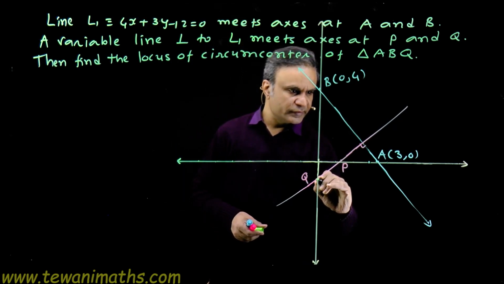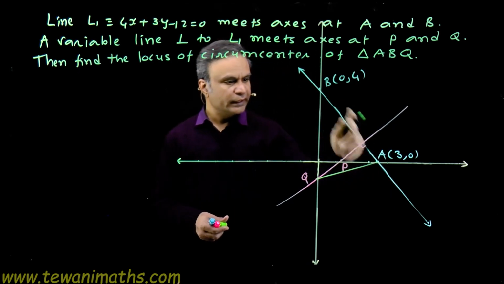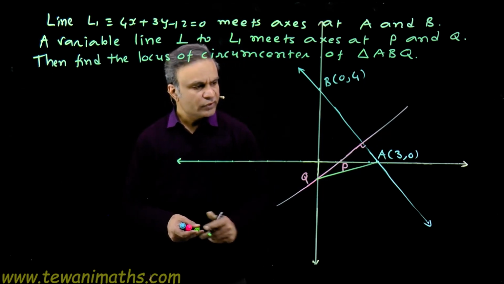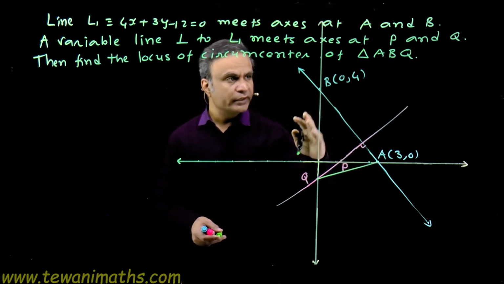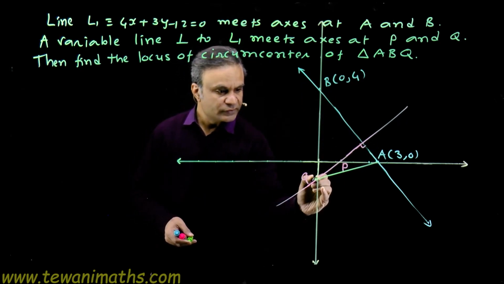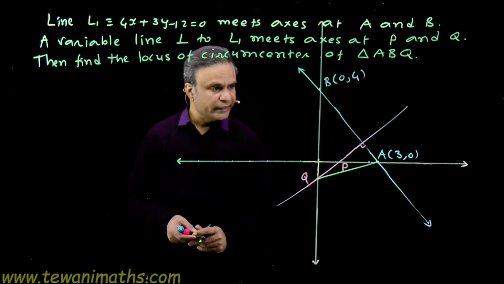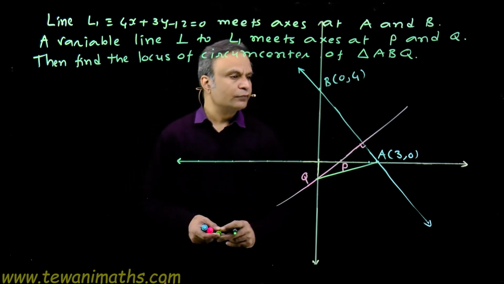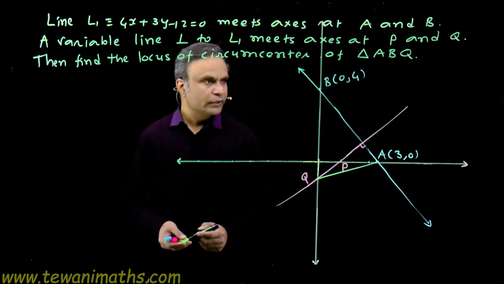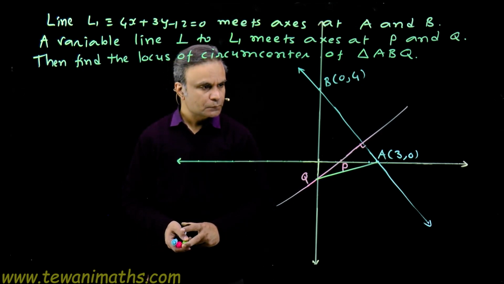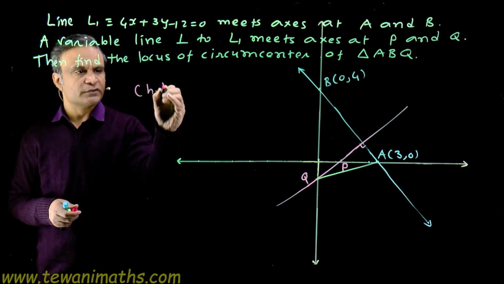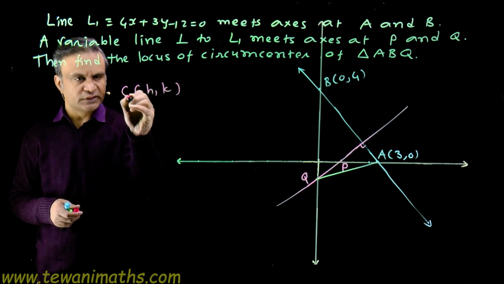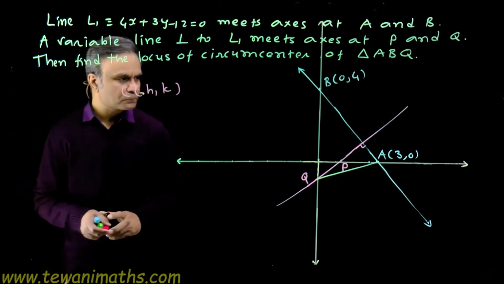Let's join points A and Q. We have triangle ABQ. Okay. In this triangle, these 2 points are fixed, these two vertices are fixed. A and B जो है वो fixed vertices है. Vertex Q is variable vertex. In that case, we have to find the locus of circumcenter of triangle AQB. ठीक है ना? Now suppose circumcenter has coordinates h comma k. Circumcenter is suppose C having coordinates h comma k.